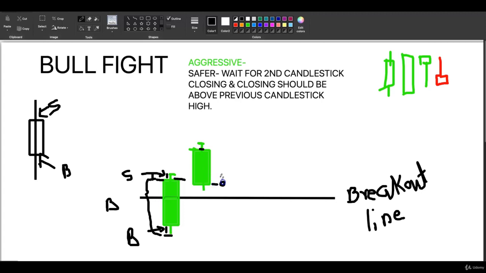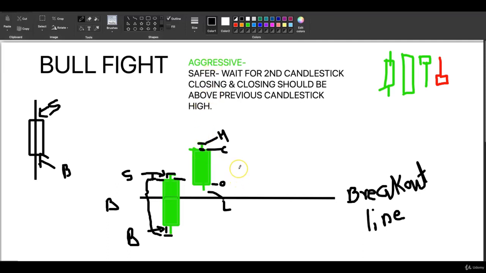So at this candlestick the closing is here. Opening was here, closing is here. This is the high, this is the low. So at this bullish candlestick, the closing should be above the previous candlestick high. If the second candlestick closes above the previous candlestick high, we are also going to have the high above the previous candlestick high. So it's logical. Always remember, this is a very important point.